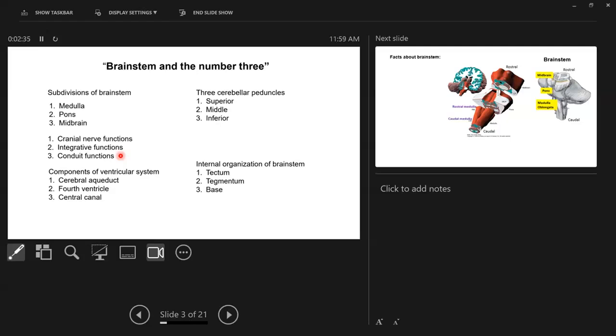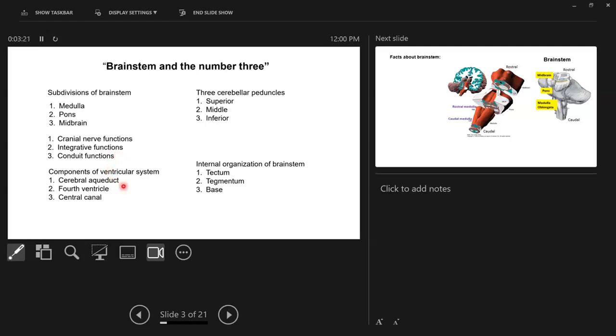Conduit functions make all of these possible. Think of all of the descending and ascending projections. Motor and sensory projections may be some of our long tracts, maybe some other tracts that either originate or terminate at the brainstem, connecting spinal cord to brain, brain to spinal cord, and various portions of brainstem itself. Think of the wiring system organized by way of these conduit functions.